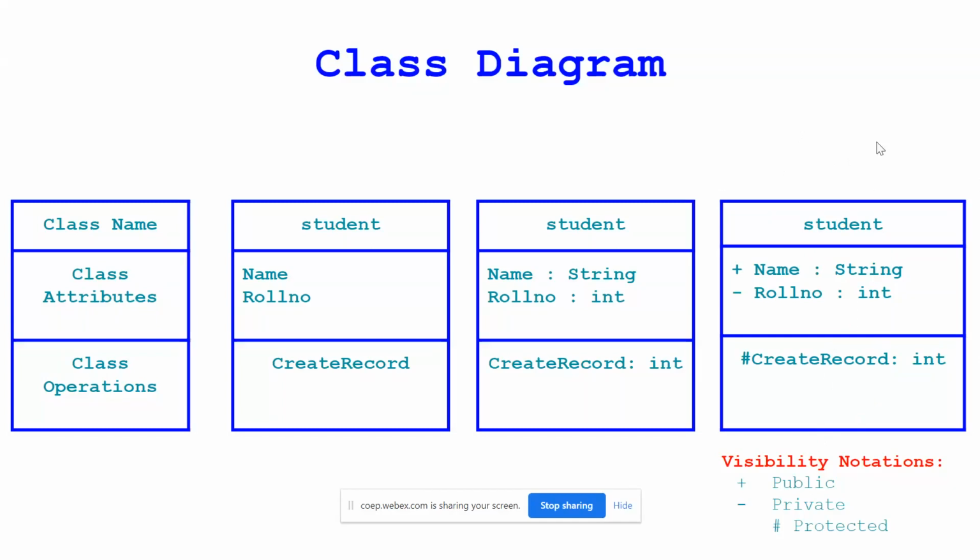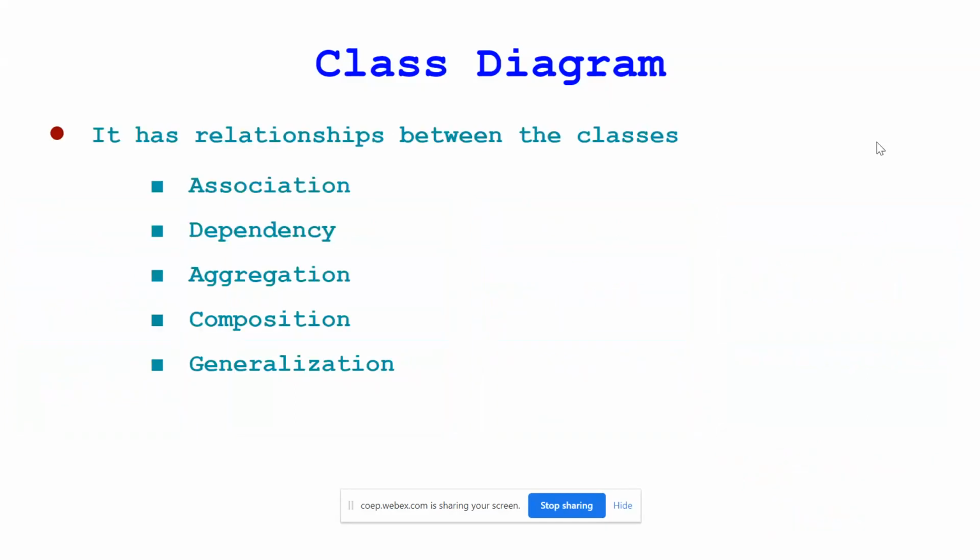Because if in your project multiple classes are there, they need to have some kind of relationship with each other. Now, what kind of relationships will these classes have? To represent those relationships, we have five relationships between the classes: association, dependency, aggregation, composition, and generalization.